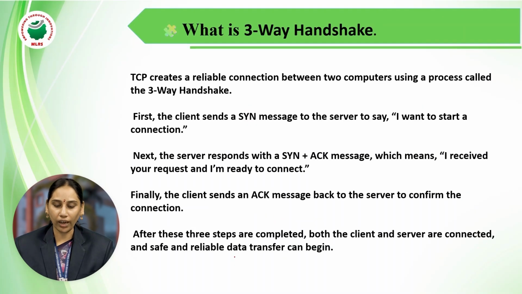Next, what is three-way handshake? TCP creates a reliable connection between two computers using a process called the three-way handshake. First, the client sends the synchronization message to the server to say, I want to start a connection. Next, the server responds with a synchronization plus acknowledgement message, which means I received your request and I am ready to connect. Finally, the client sends an acknowledgement message back to the server to confirm the connection. After these 3 steps are completed, both the client and server are connected and safe and reliable data transfer can begin.